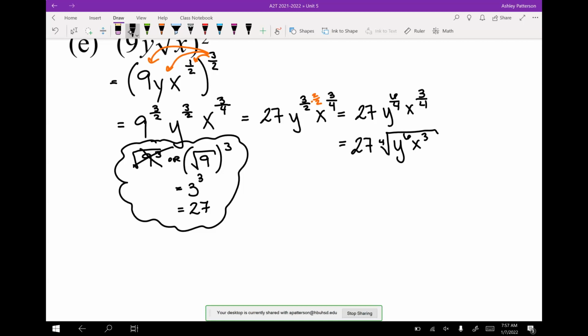All right, let's go ahead and see if we can simplify here. How many groups of 4 can I take from 6 y's? Just one. How many groups of 4 can we take from 3 x's? 0. 4x. So then we're left with the fourth root of y to the 2nd, x to the 3rd. Nicely done. Anything else we can simplify here?